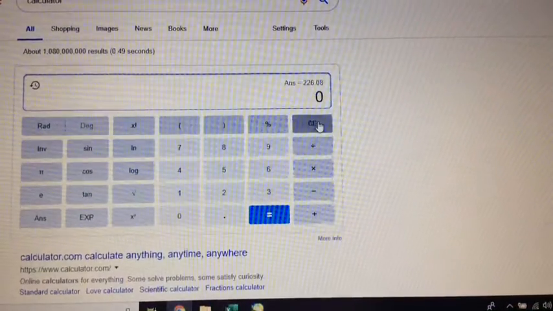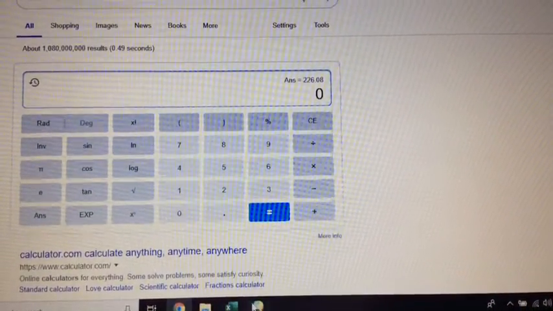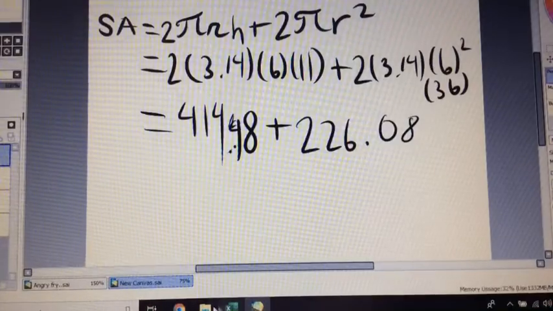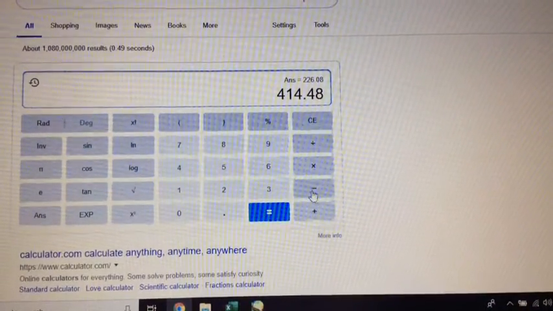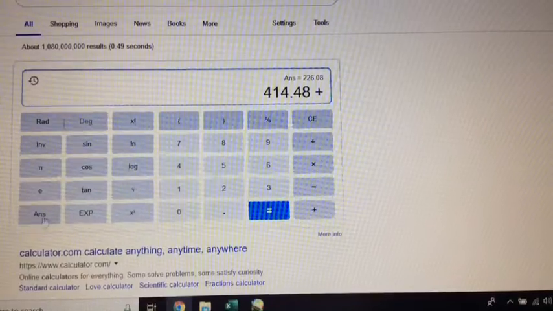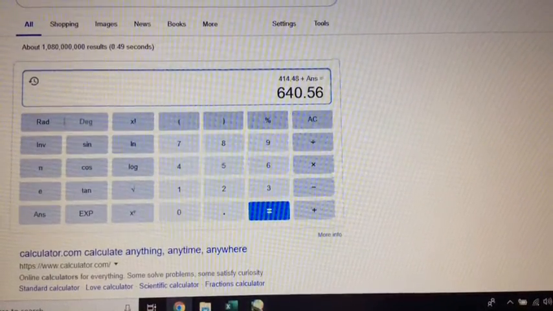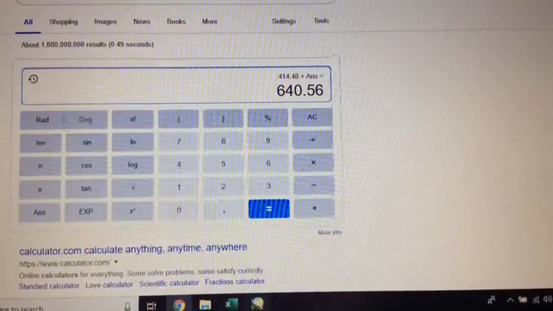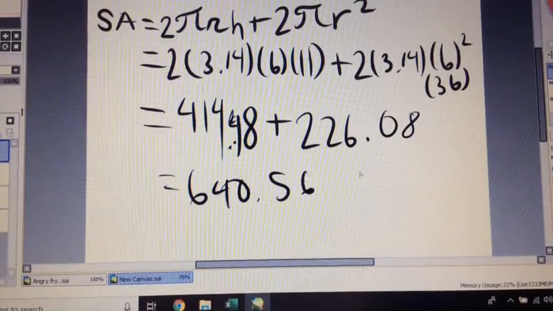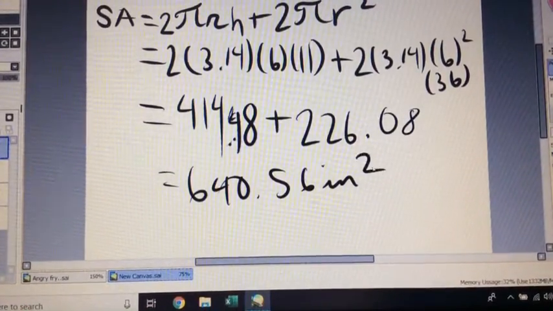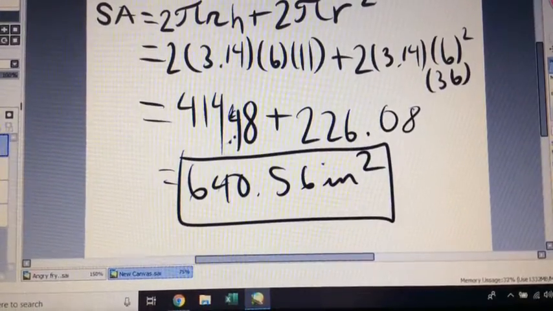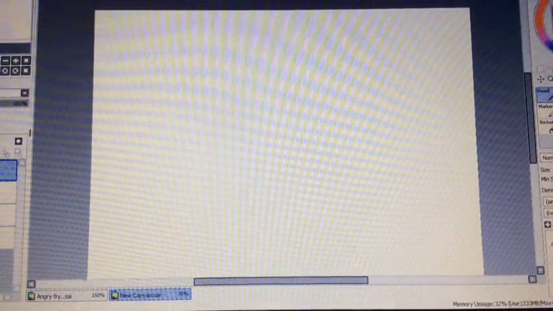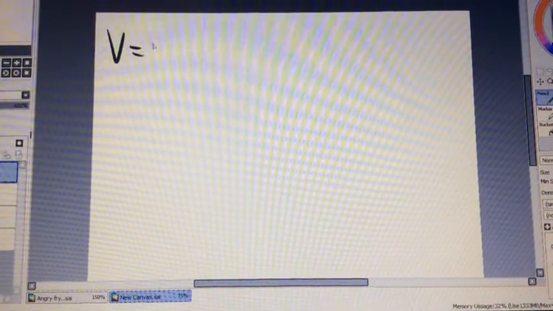And all you have to do now is add all of those numbers up. 414.48 plus 226.08, and it shows 640.56 inches squared. Whew. We're not even done yet. We'll still need to be using pi to solve the volume for a cylinder.